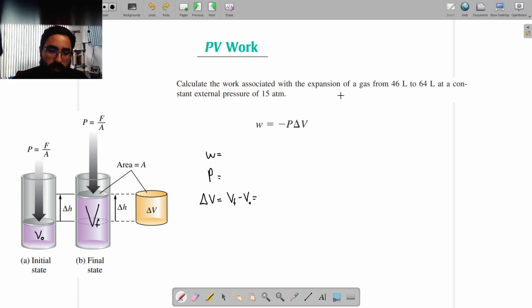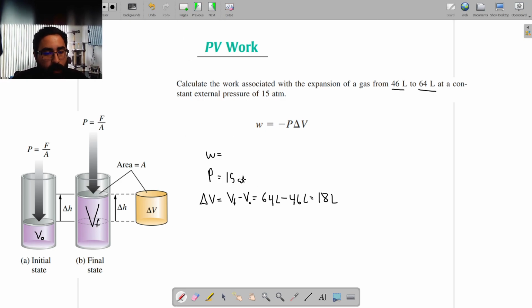And that's what we're going to do in this problem. So calculate the work associated with the expansion of a gas from 46 liters to 64 liters. It is always final minus initial. Do not forget that. So 64 liters minus 46 liters. All right, so that's 50 plus another 14, that's 18 liters. 18 liters. All right, at a constant external pressure of 15 atm, not 1.5.